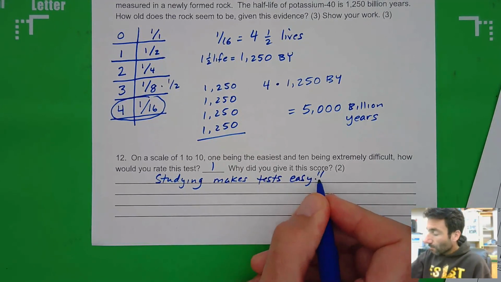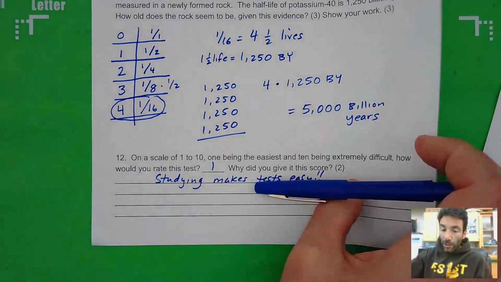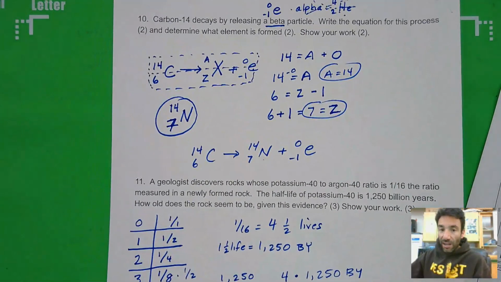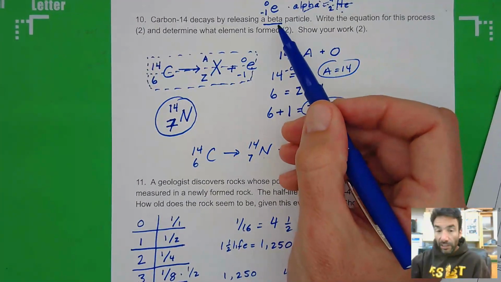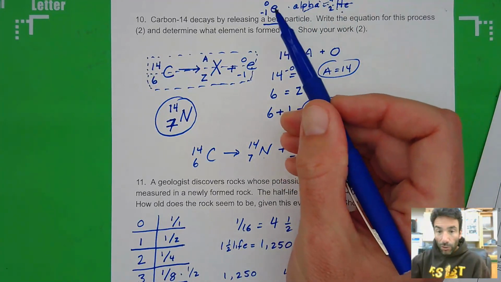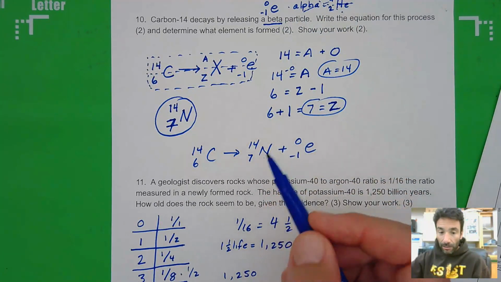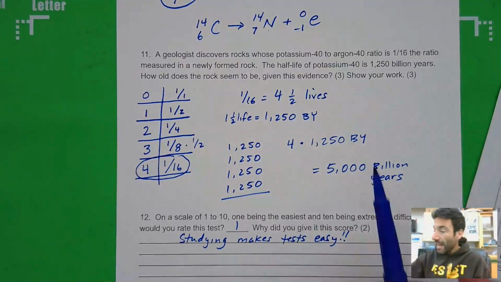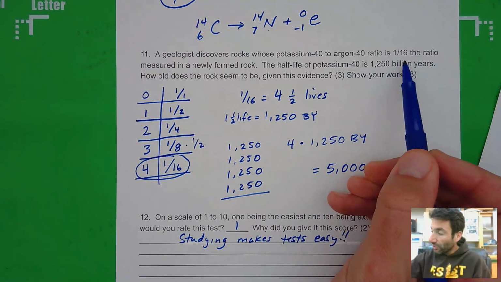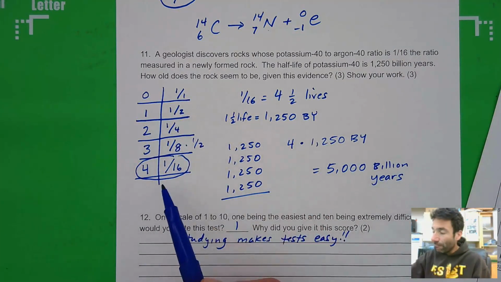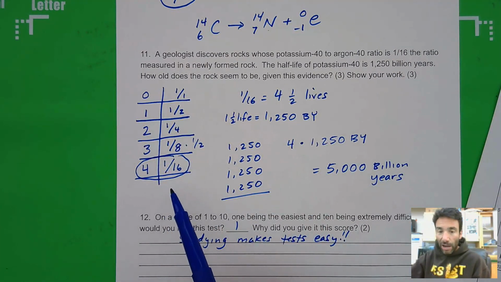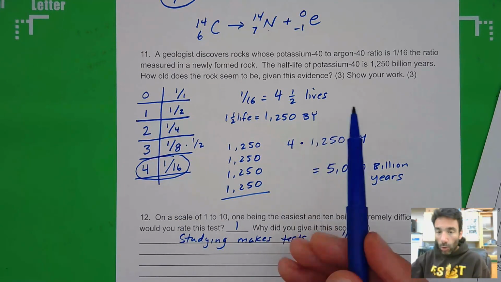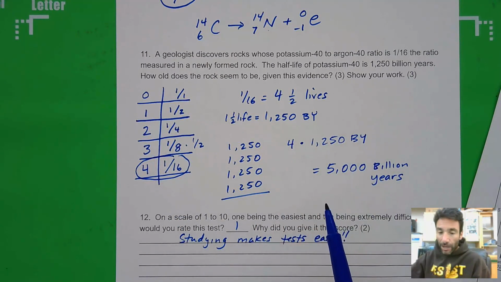Remember, when you're doing these problems, identify what kind of particle is being released, because that's going to determine the math for the rest of the problem. And identify, based on the ratio of material that is remaining, how many half-lives have gone by. And if you know how many half-lives have gone by and how long one half-life is, then you can figure out how much time has passed. All right, thanks for hanging in there and good luck with your retake.